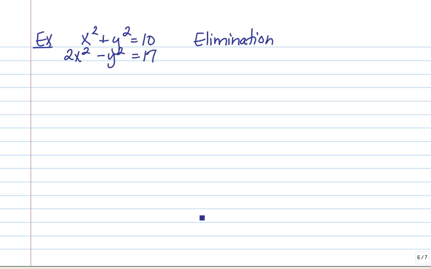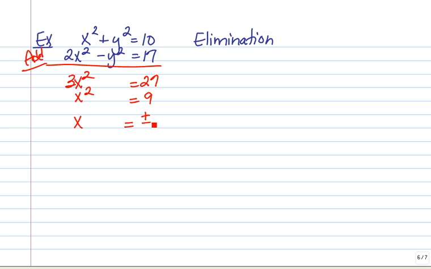Now, to use elimination, we have x squared plus y squared equals 10, and 2x squared minus y squared equals 17. The goal is, again, we want to add so that one variable is eliminated. Well, notice already that the y coefficients are opposites, so we can add those two equations together. So we would get, remember there's an understood 1 there, 3x squared is equal to 27. Dividing by 3 gives us x squared is equal to 9. Applying the square root property tells us x is equal to plus or minus the square root of 9, or plus or minus 3.